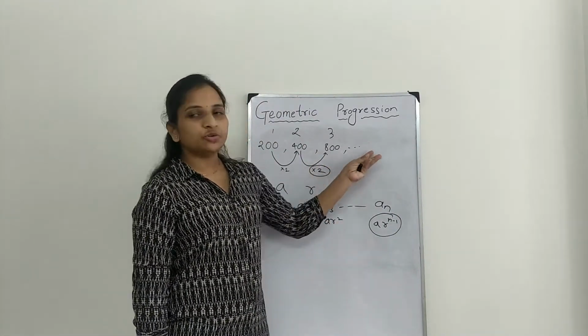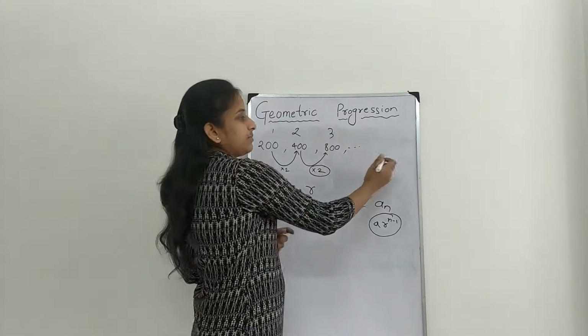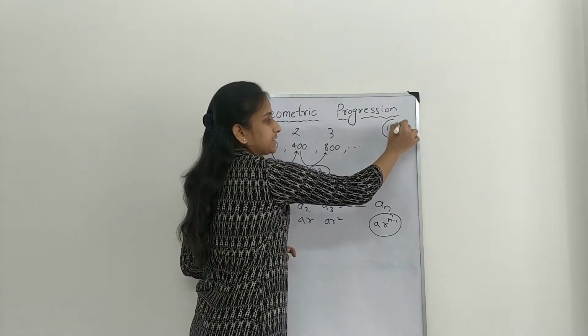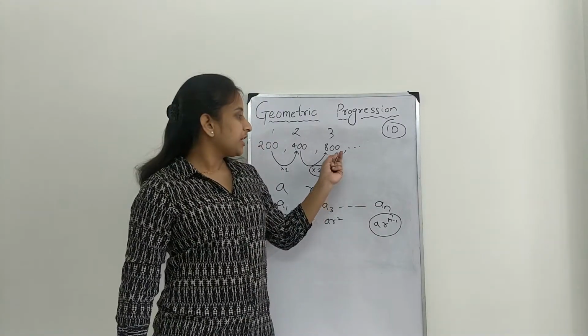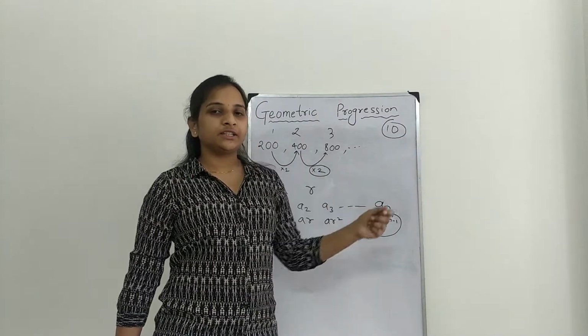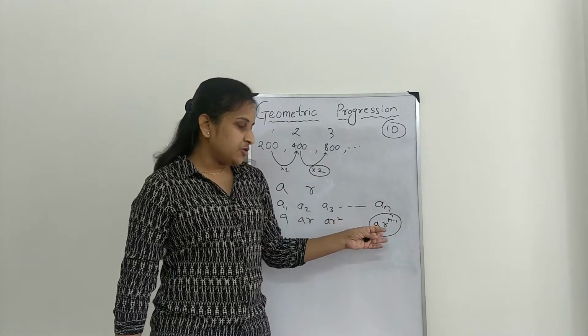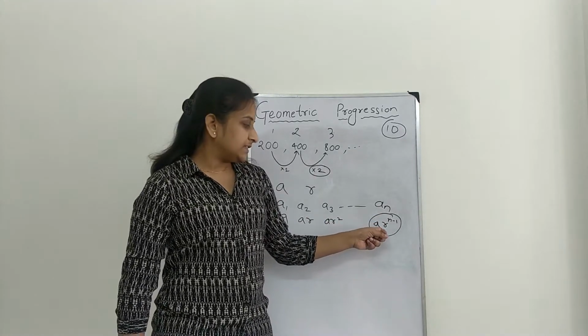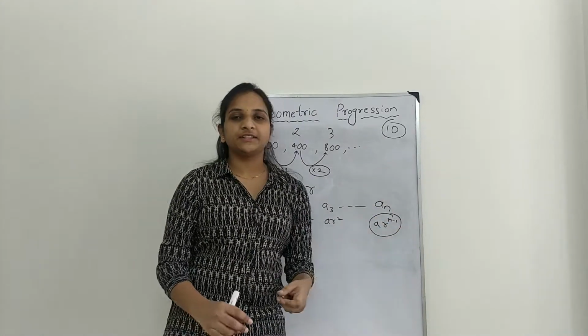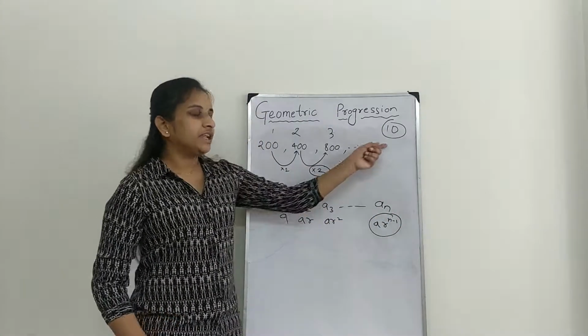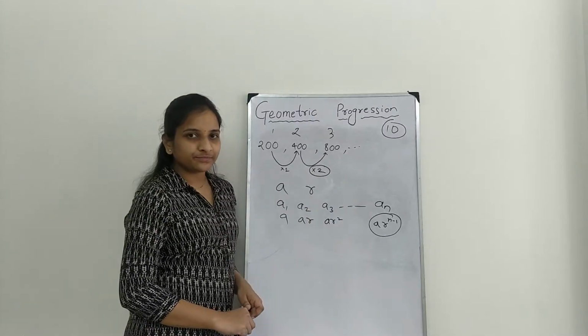If someone asks you what is the total number of corona cases in the 10th week, how will you calculate that? You cannot multiply each and every term to get the 10th term. Simply you can use this formula, substitute A, the first term, R, the common ratio, and n. Okay, you will get the 10th week corona cases.